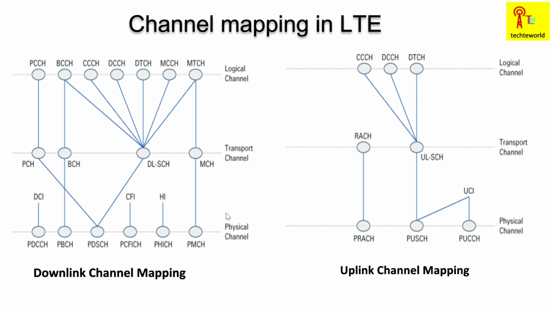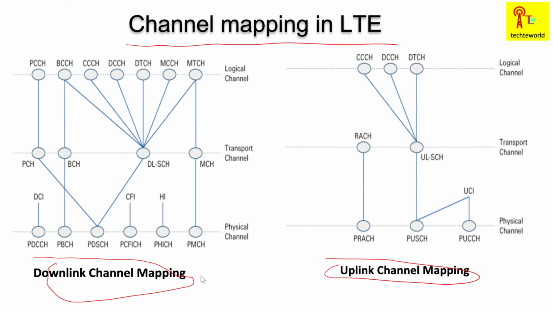So now we'll be discussing channel mapping. We'll discuss each channel in detail in later slides, but before that we need to understand how the channels are mapped in LTE. If you see in this diagram, there are two parts: one is the downlink channel mapping and the other is the uplink channel mapping. As I told earlier, there are a larger number of channels in the downlink as compared to the uplink, right? The reason I have told earlier. So this proves my point that there are many more channels in the downlink as compared to the uplink.